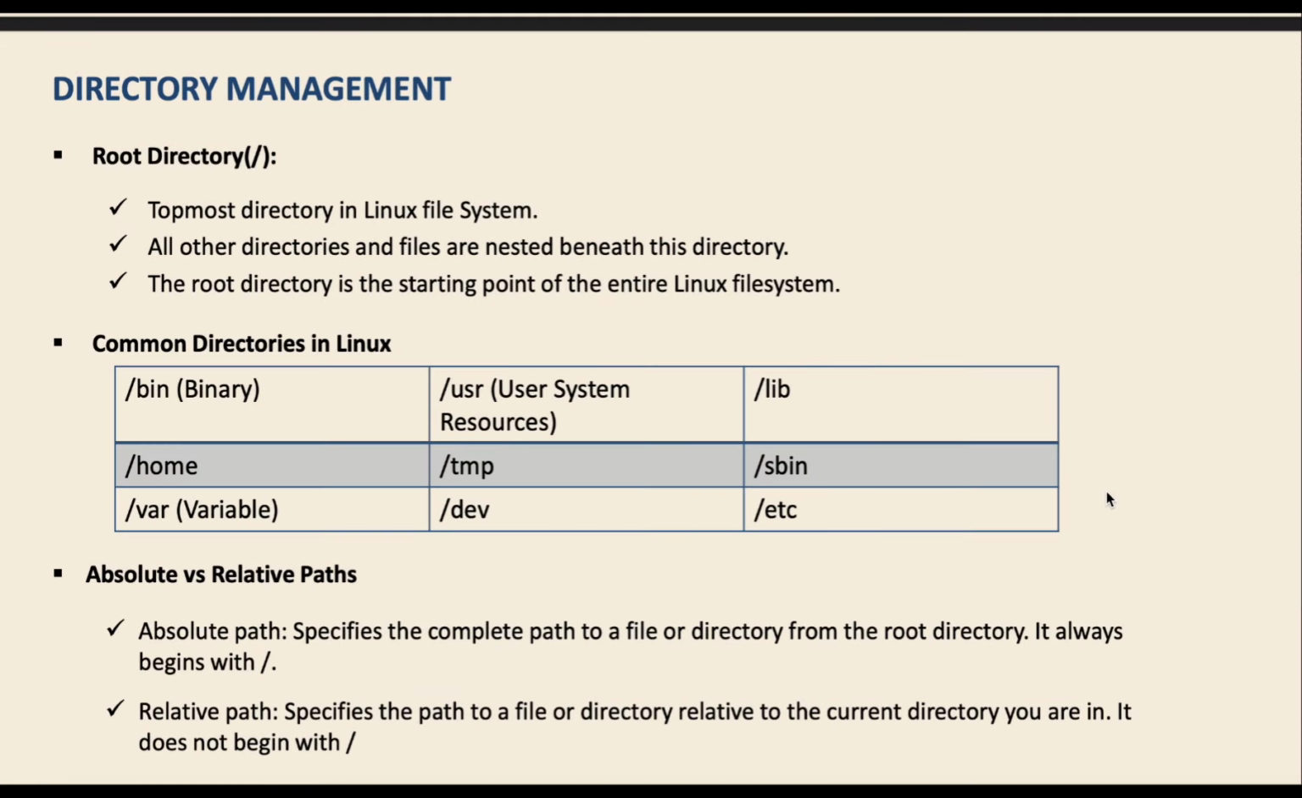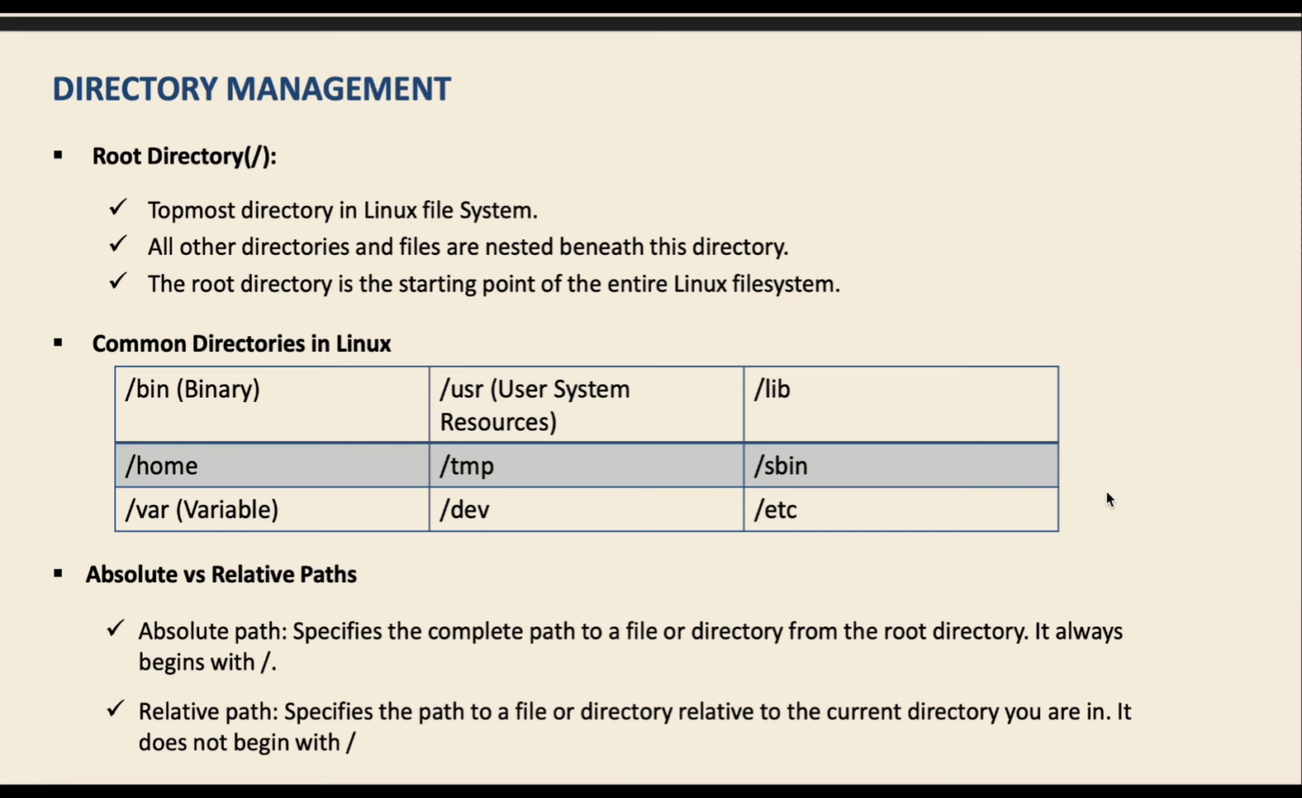So the next topic is directory management. In Linux, a directory is a container used to organize files and other subdirectories. A directory can hold a variety of content, including regular files, other directories, which we call subdirectories, and symbolic links. The directory structure in Linux is hierarchical, which means directories can be nested within other subdirectories, forming a tree-like structure.